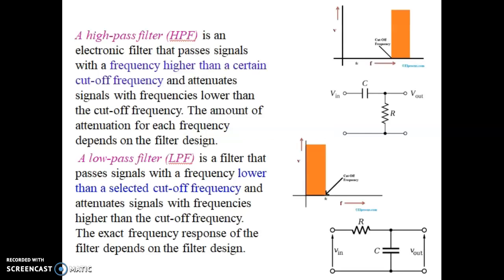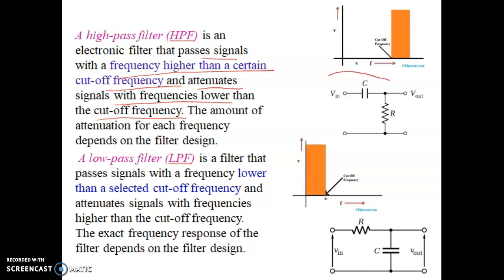Now we are considering a few of the types of filters which are used in surface roughness analysis. Before going to study the types of filters, we will have some basics on high pass filter and low pass filter. A high pass filter is defined as a filter that passes signals with a frequency higher than a certain cutoff frequency and attenuates or eliminates signals with frequencies lower than the cutoff frequency.